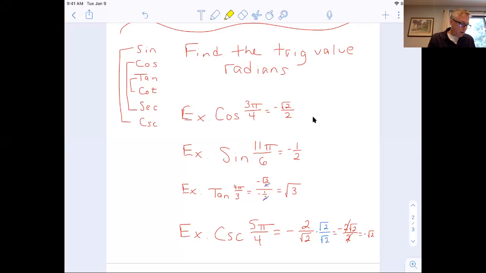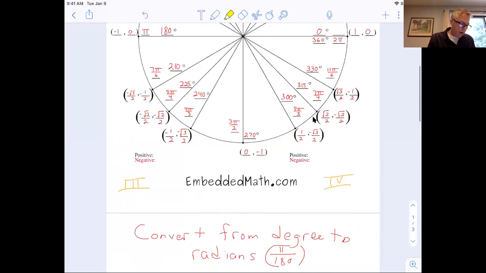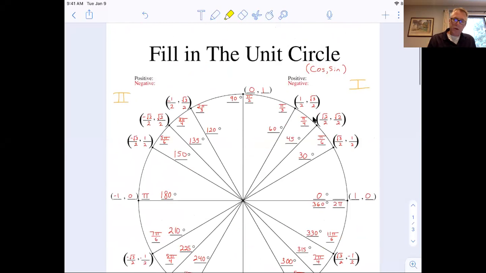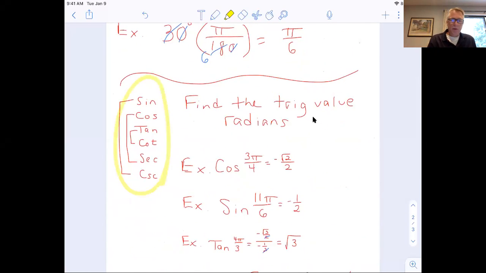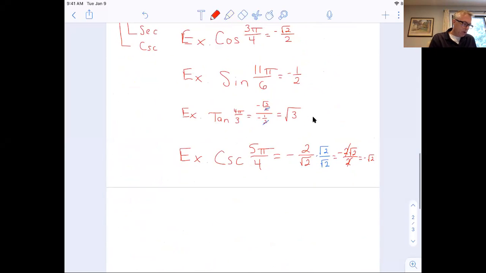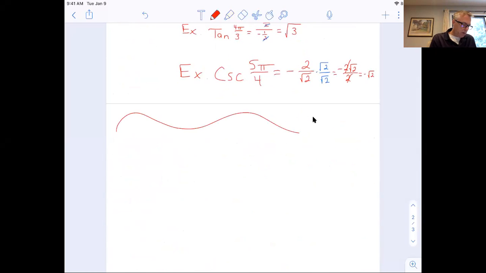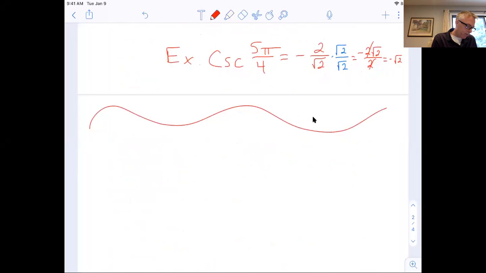All right, so again, just to recap, the most important thing for finding which quadrant the values are in is remembering the cosine is the x value, the sine is the y value. Tangent, of course, is sine over cosine, so y over x. And then the 6 trig functions in order: sine, cosine, tangent, cotangent, secant, and cosecant. Okay, so let's determine the quadrant.